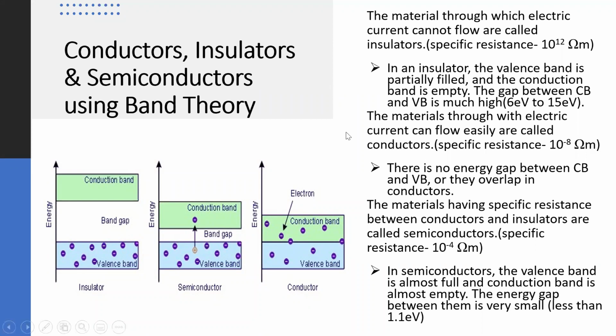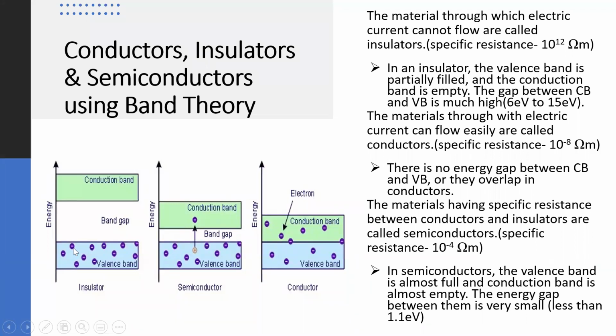And the gap between the conduction band and valence band is very high. See the band gap, the gap between valence band and the conduction band, which we can also call the forbidden gap, is very high. So this value, the band gap, is 6 electron volt to 15 electron volt. So if the band gap is 6 electron volt, if this is 2 electron volt, this value will be 2 plus 6, 8 electron volt.